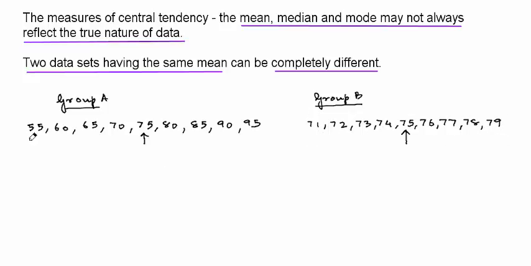But if you look at Group A, there's a 55 and 60, and there's also a 90 and a 95. So the data is much more spread across, even though the two groups have the same mean or the median. Thus, to describe the data accurately, we need to know the extent of the variation. And that's exactly why you want to learn about a couple of new concepts called variance and standard deviation.